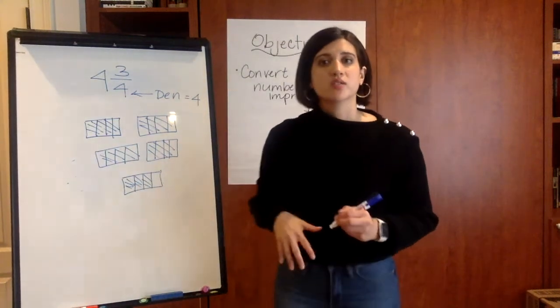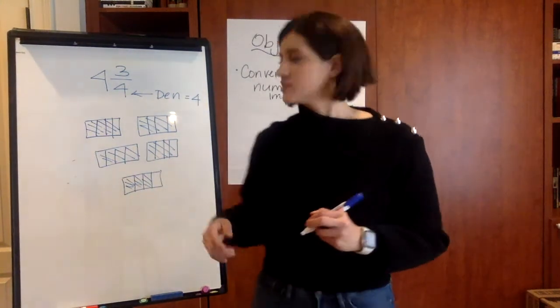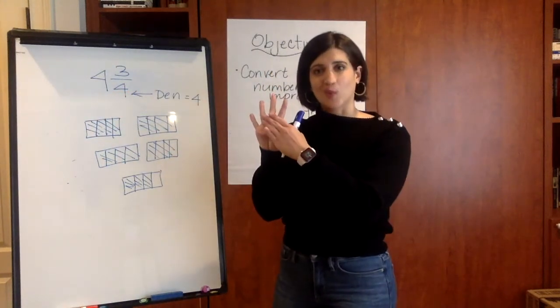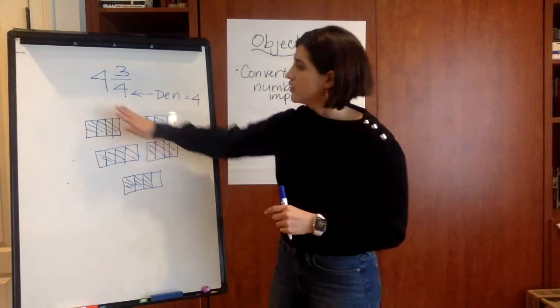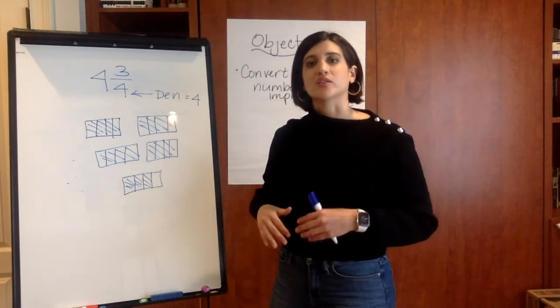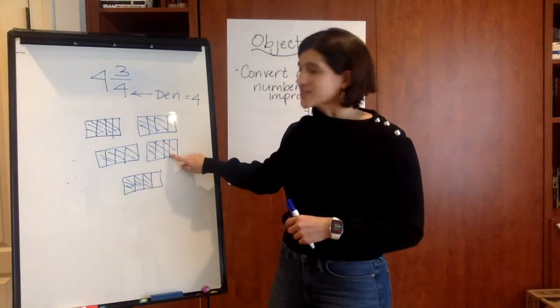And now I'm going to count how many total pieces I have. 1, 2, 3, 4. So each hole has 4. So now I can count by 4s. 4 plus 4 is 8. 8 plus 4 is 12. 12 plus 4 is 16.